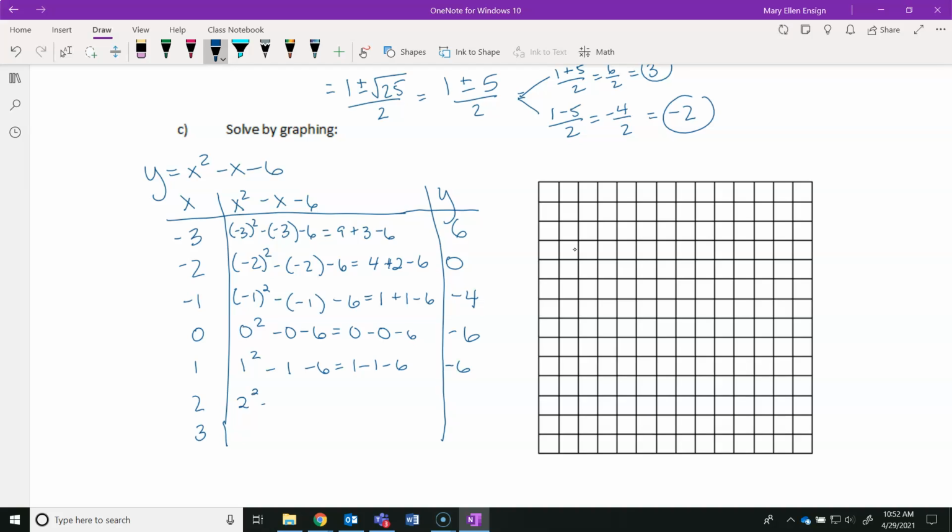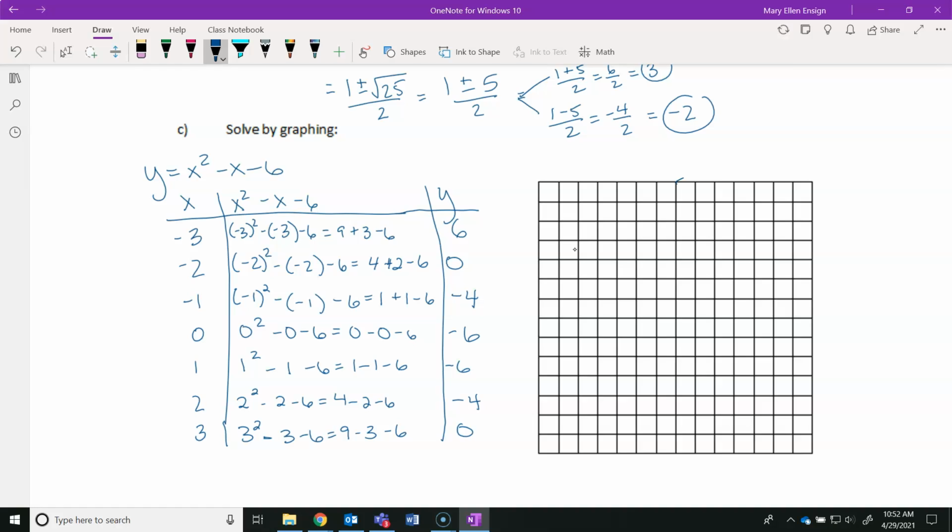2 squared minus 2 minus 6 is 4 minus 2 minus 6. 4 minus 2 is 2. 2 minus 6 is negative 4. 3 squared minus 3 minus 6 is 9 minus 3 minus 6. 9 minus 3 is 6. 6 minus 6 is 0.